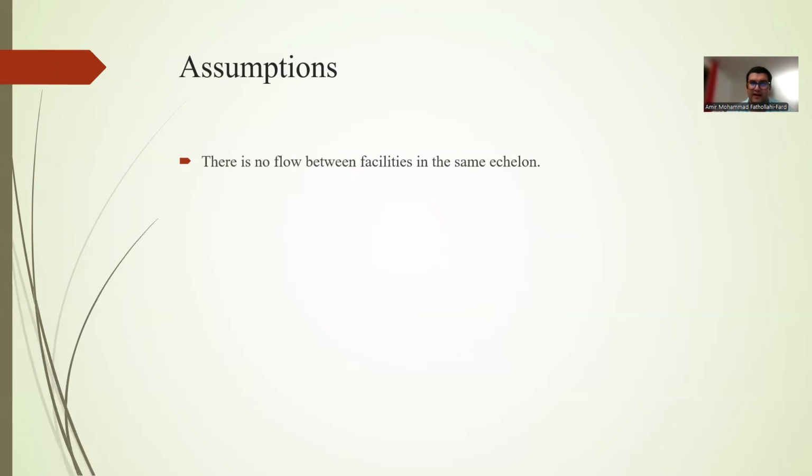To make the mixed integer program, we have a set of assumptions which are very common in a closed supply chain network design problem. The first one is that there is no flow between the same facilities in the same echelon. It means that there is no flow between the manufacturers. We have only flow from suppliers to manufacturers and from manufacturers to retailers. There is no flow between the same manufacturing centers.